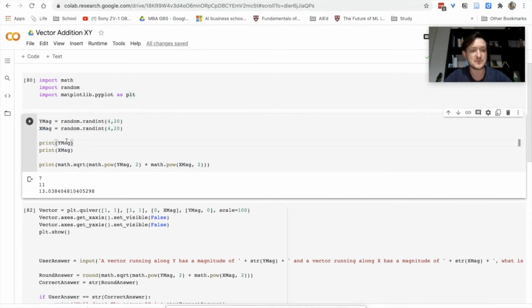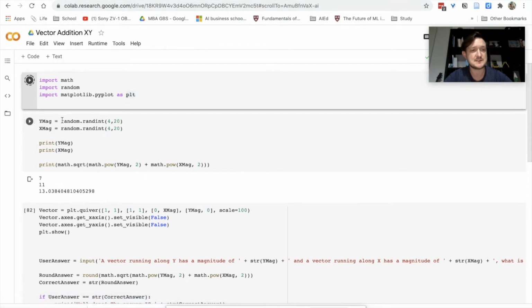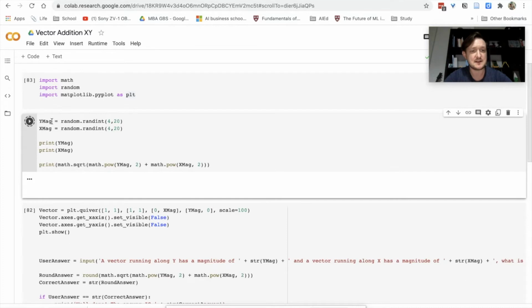Let's run those libraries. Once I run this cell, I pick a random number for my y magnitude and a random number for my x magnitude. I print those so I know what they are, 19 and 14. And then I also print the solution, the hypotenuse of that triangle.